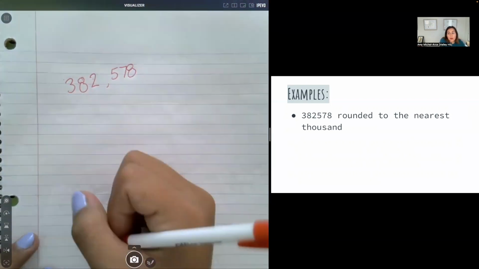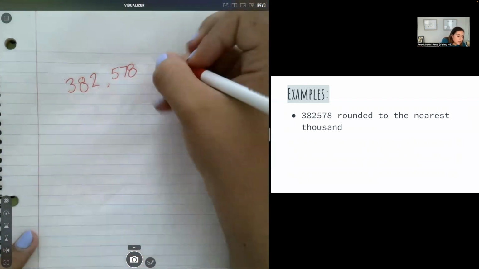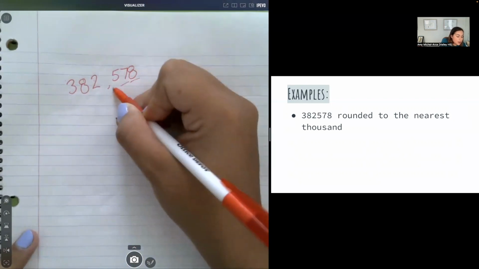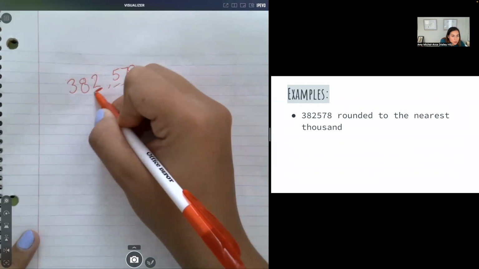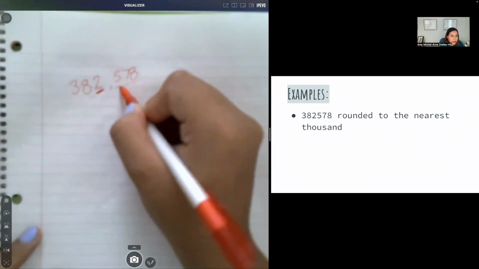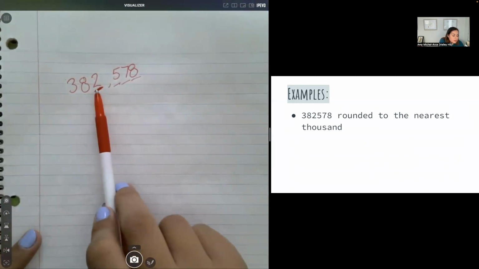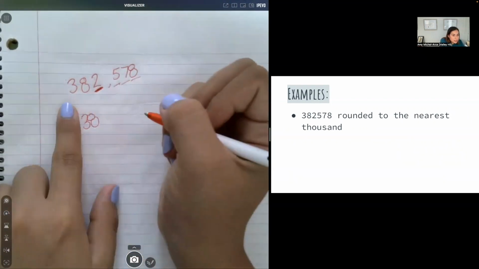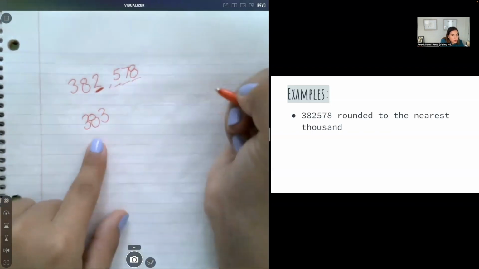382,578, and we're rounding to the nearest thousand. So this is the ones place, this is the tens, hundreds place, this is the thousands, right? This is the one we're paying attention to. Now to the right of it, there's a 5. Since that means we're going to round up, this 2 is going to turn into a 3. So everything to the left stays the same, the 38. Then this 2 turns into a 3.